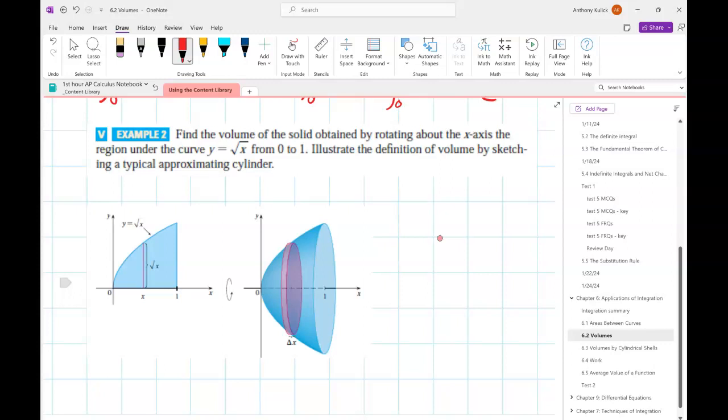I drew that little guy to show which way I'm rotating, as opposed to the y-axis or some other line. So when I do that, this is going to spin around and it's going to make this dome shape, right? So if I look at my dome shape here, that's my cross-sectional area. That shape is a circle.